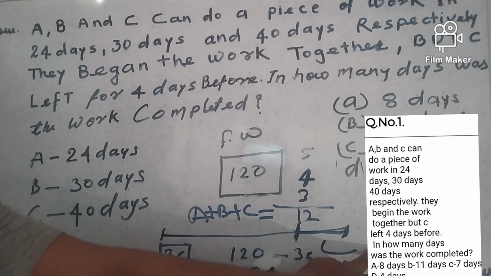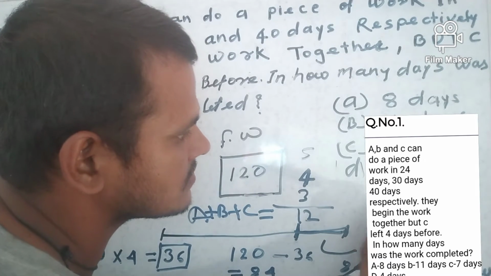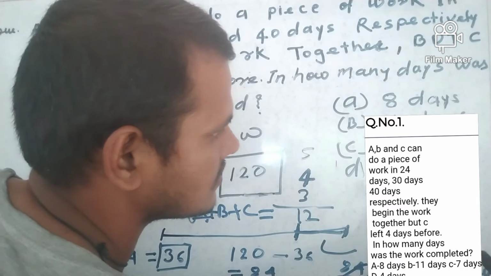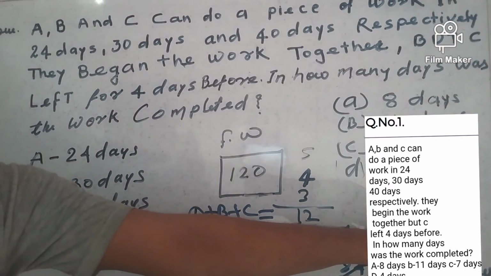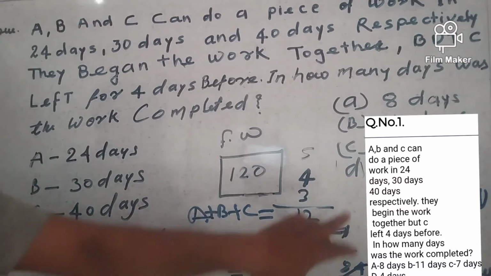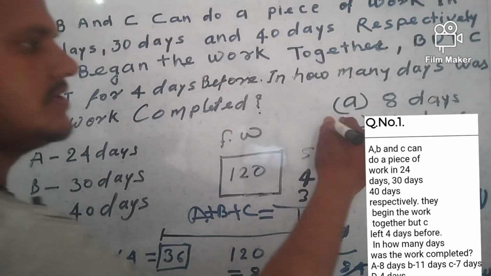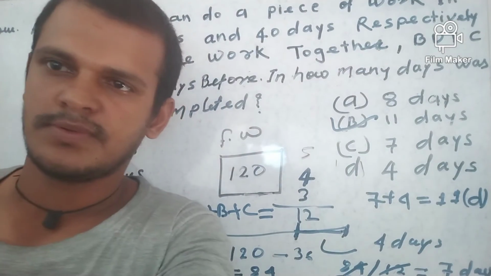And the 4 days before, and now 7. So 7 plus 4 is 11 days. So they will complete it in 11 days. So our answer is B. B is the correct answer. Okay, move to question number 2.